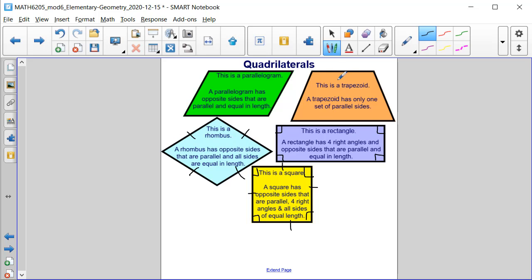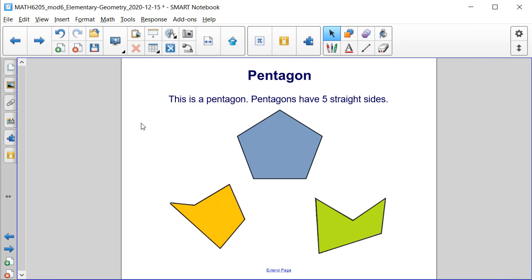Another type of quadrilateral that we will encounter is a trapezoid. A trapezoid has only one set of parallel sides. So in this case, the top and the bottom are your parallel sides. Another shape that we encounter is a pentagon. Pentagons have 5 straight sides, and they are enclosed figures. And not all the sides and angles have to necessarily be equal. It could look something like this, or even this, and still be considered a pentagon because it has 1, 2, 3, 4, 5 straight sides.